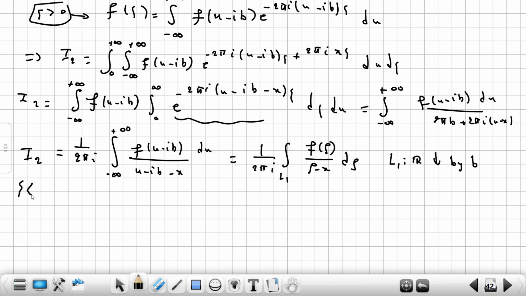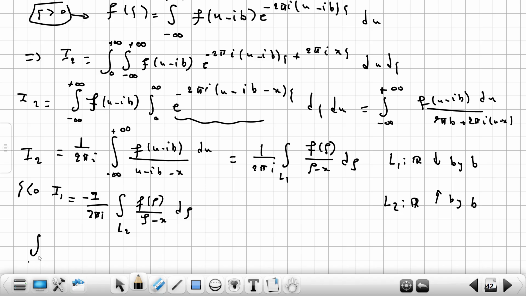Similarly, when xi is negative, for the first integral I1, we find that I1 can be written as minus 1 over 2 pi i integral over L2 of f of rho over rho minus x d rho, where L2 is the real line shifted up by b.